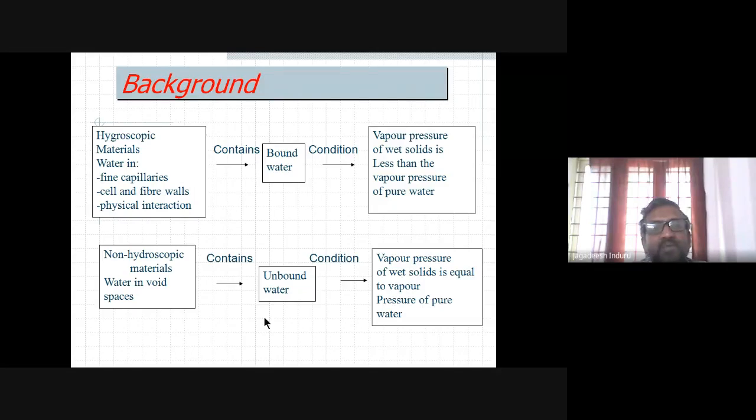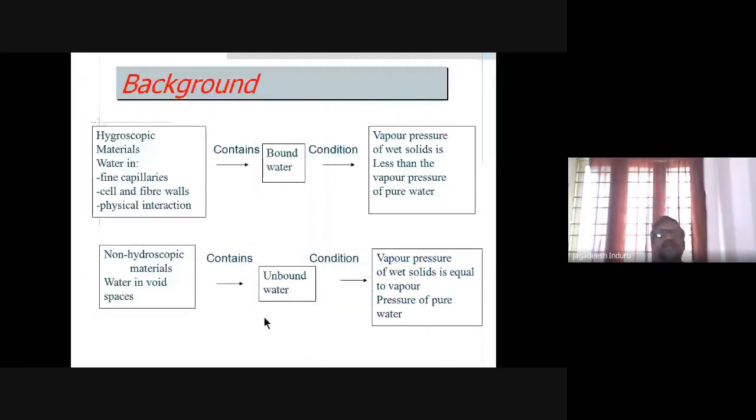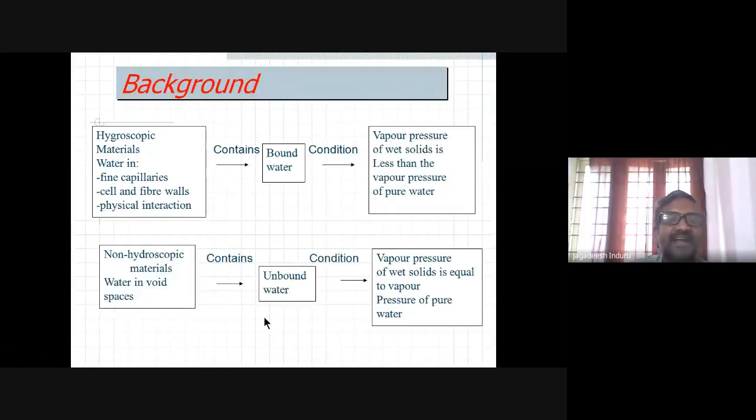Most of the time, if you keep a glycerin bottle outside without closing the lid in your laboratory, the viscous glycerin will become less viscous because it tends to absorb the moisture. When it is absorbing the moisture, it is going to have a high moisture content. This tendency of absorbing moisture from the atmosphere is called hygroscopicity. So these hygroscopic materials tend to absorb moisture. They are present in capillary cells, cell fibers, and physical interactions. They are present to have bound water.